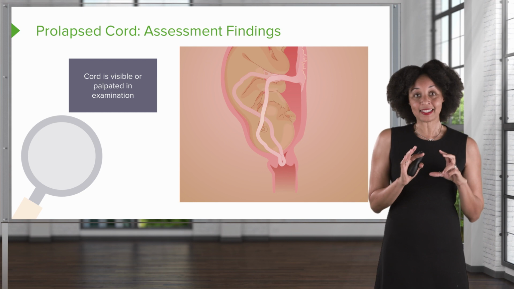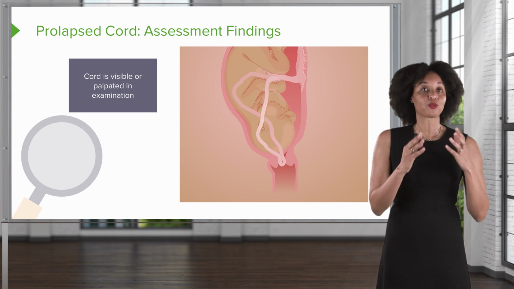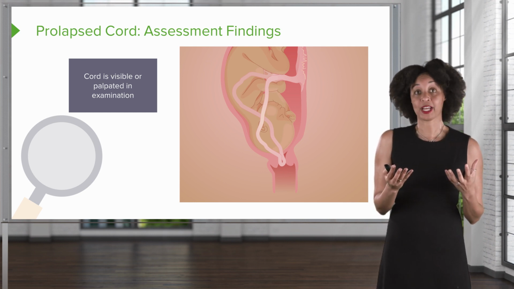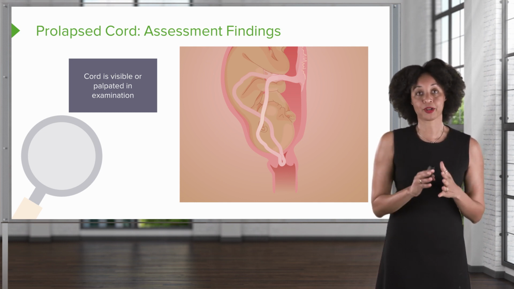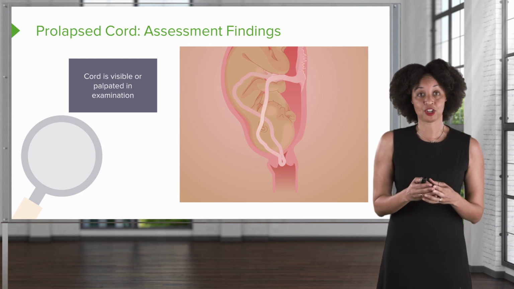When we think about assessing for a prolapsed cord, one of the really obvious ways we know that the cord has prolapsed is that we see it. We could pull back those covers and see the umbilical cord just sitting right outside the vagina.